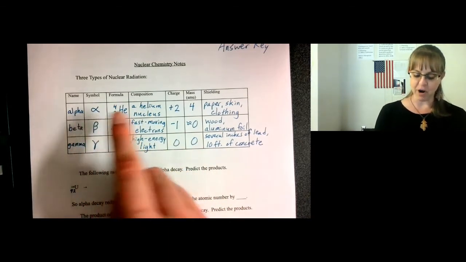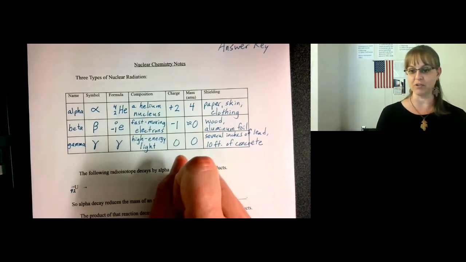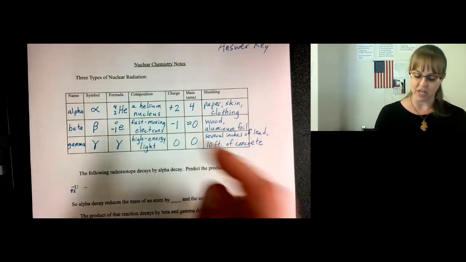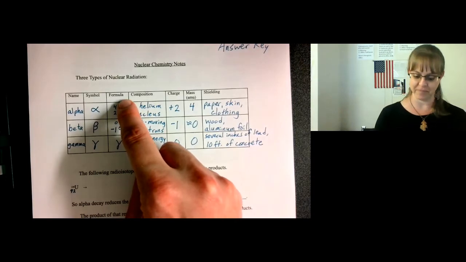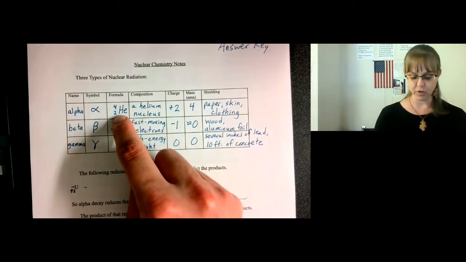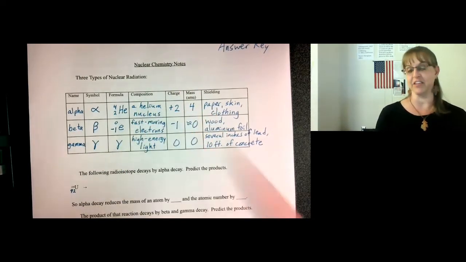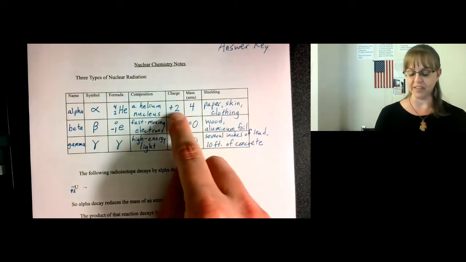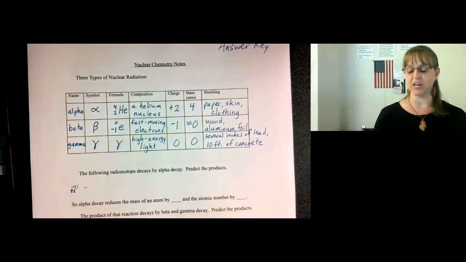First of all, an alpha particle is made of a helium nucleus. Inside a helium nucleus, there are 2 protons and 2 neutrons. So the formula is helium, a mass number of 4 for 2 protons and 2 neutrons, and an atomic number of 2 for the 2 protons. And the charge, you have 2 positive protons, and the neutrons are neutral, so overall that gives you a positive 2 charge. The mass is 4 because the 2 protons and 2 neutrons weigh 1 atomic mass unit each.